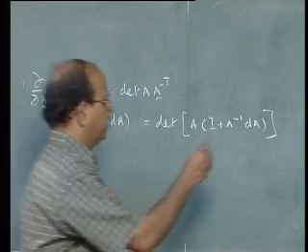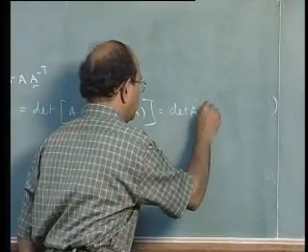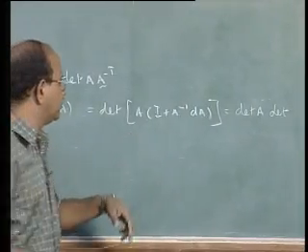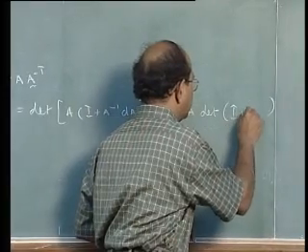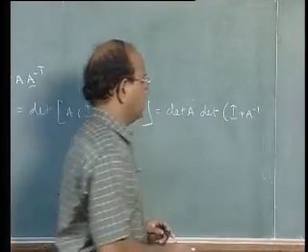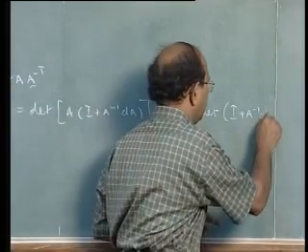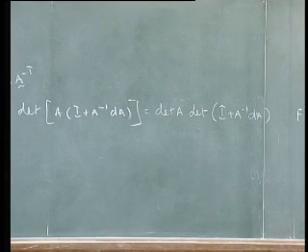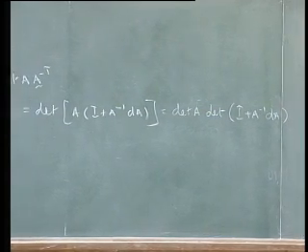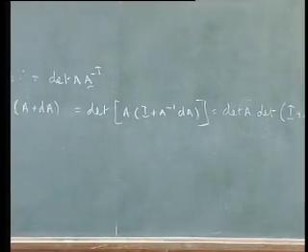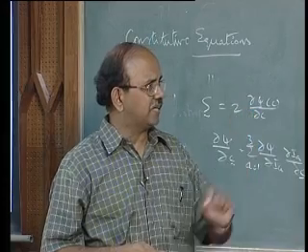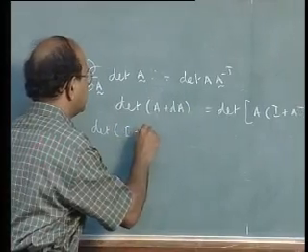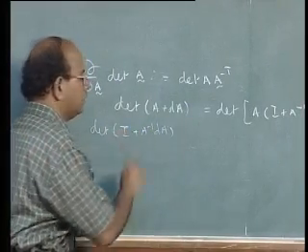Which can be written as determinant of A into determinant of I plus A inverse dA, because determinant of AB is equal to determinant of A into determinant of B. Now what is this? Let us take that second term, determinant of I plus A inverse dA. Does it ring a bell?